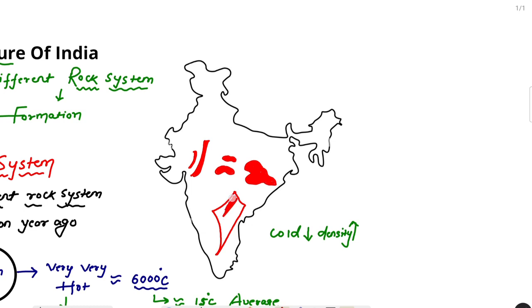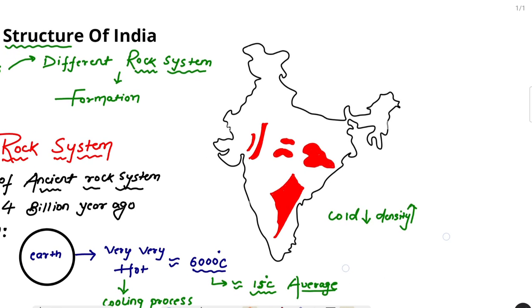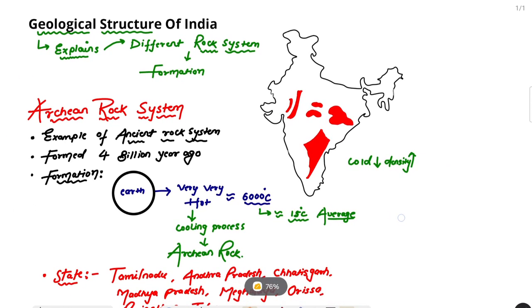So these are the Archean rock systems formed in our India. If they ask only for states, then you may write Tamil Nadu, Andhra Pradesh, Madhya Pradesh, right? Odisha you may write, Telangana you may write, Chhattisgarh you may write, Tamil Nadu, right? So these are the states where the Archean rock system has been found. So this is the whole about the Archean rock system.